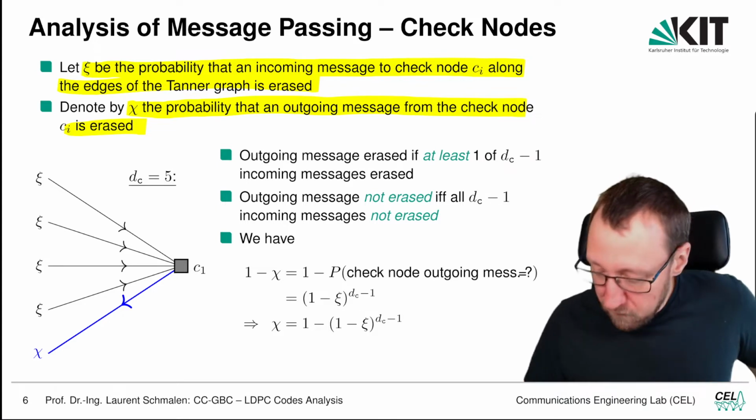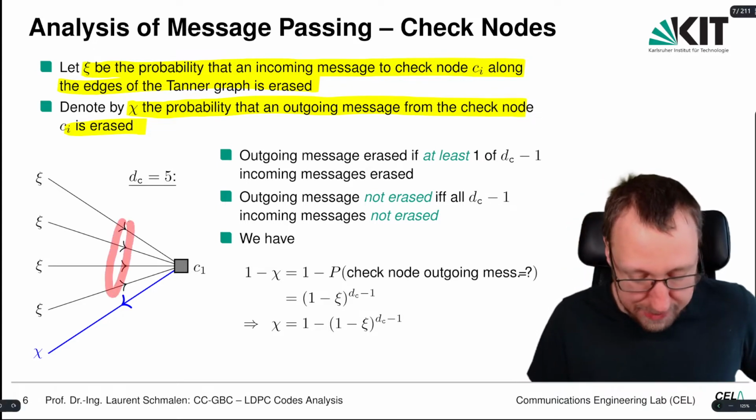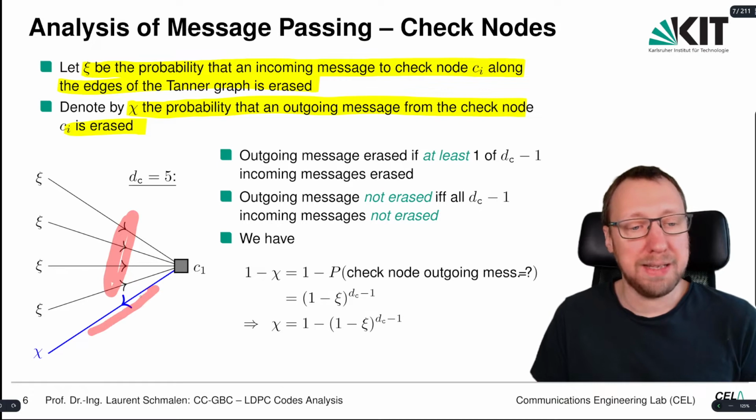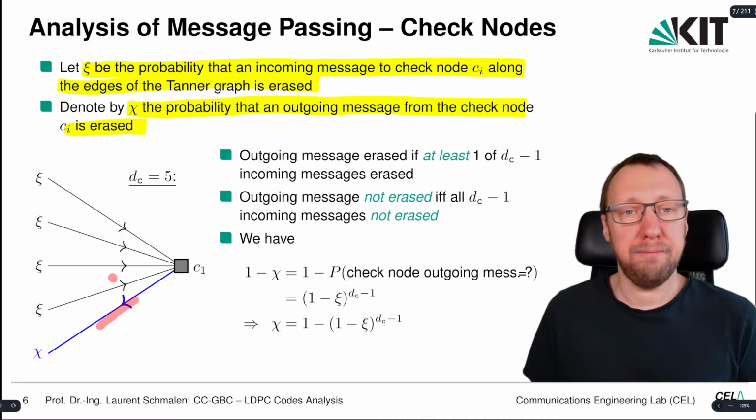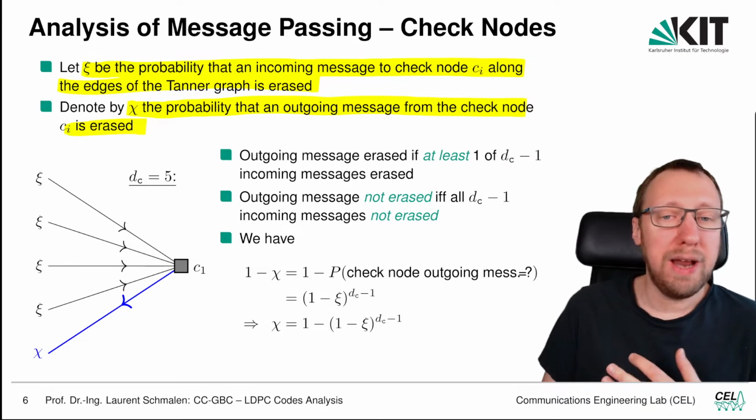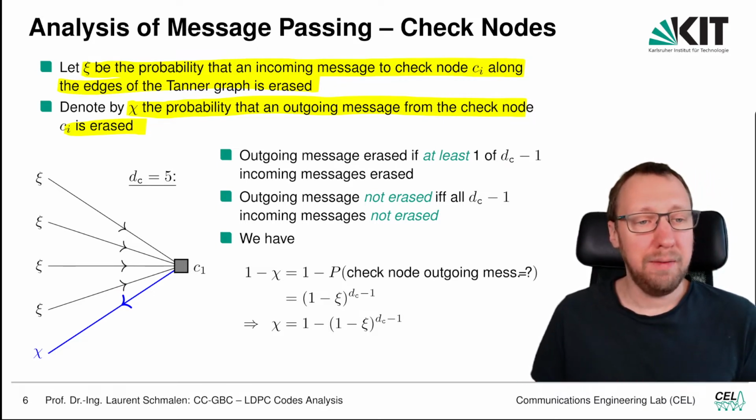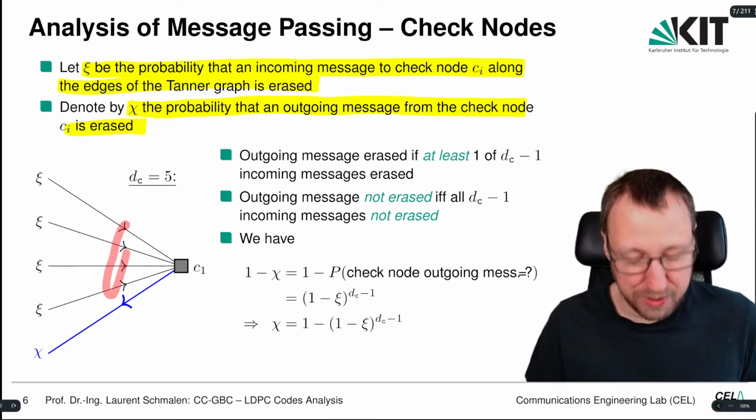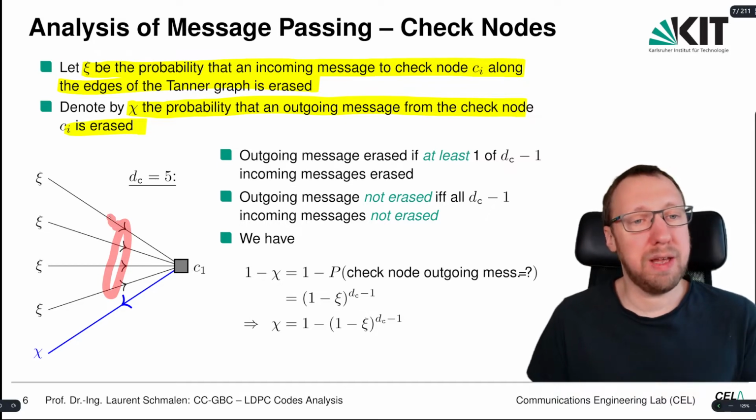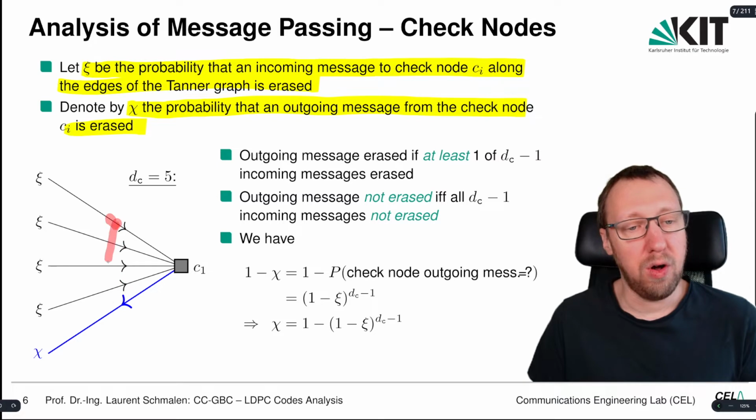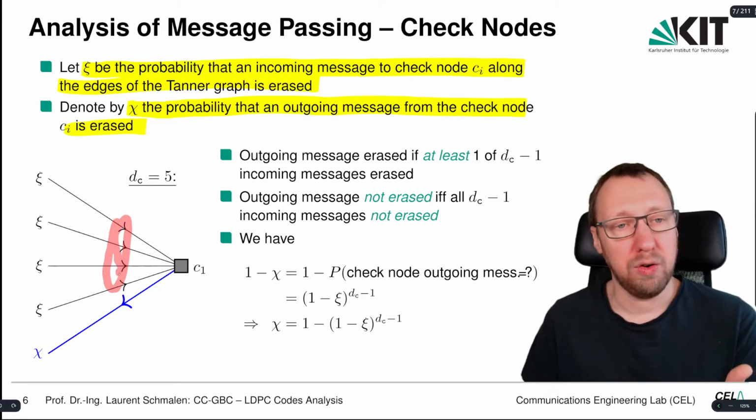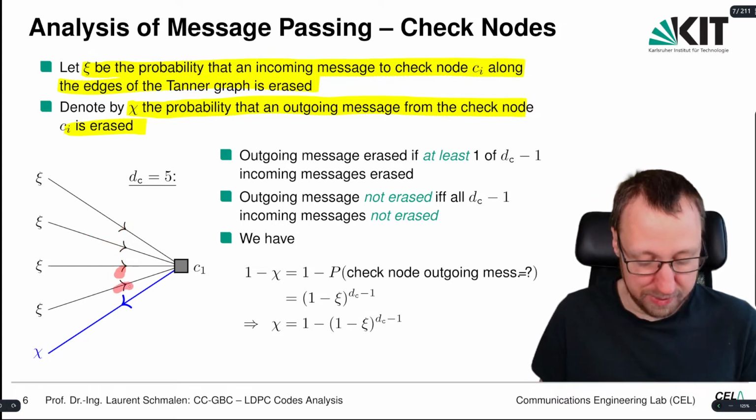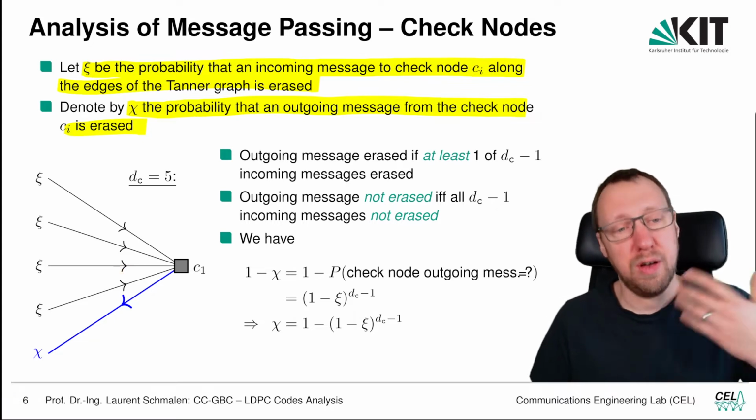So now this is the situation again. We have dc-1 incoming messages erased with probability xi, and one outgoing message erased with probability chi. So when is the outgoing message erased? Well, if at least one of the incoming messages is erased. The incoming messages must not be erased, otherwise we cannot recover the outgoing message. We need to have all of those in order to recover the outgoing message. So the outgoing message is erased if one out of those is erased, 2 out of those are erased, 3 out of those, and so on.